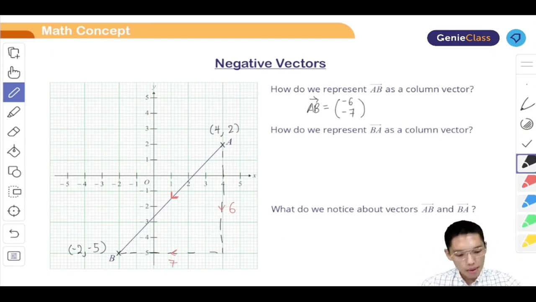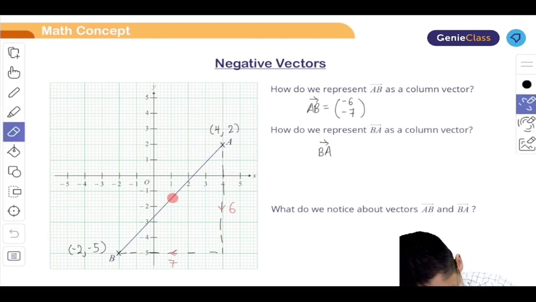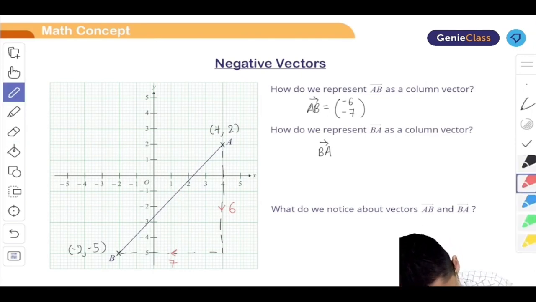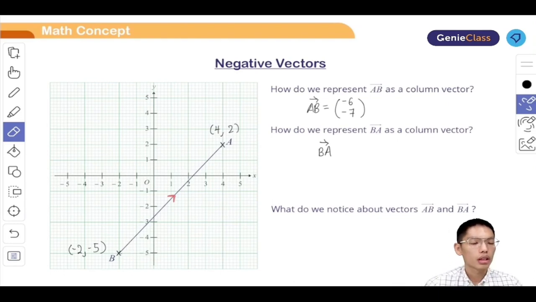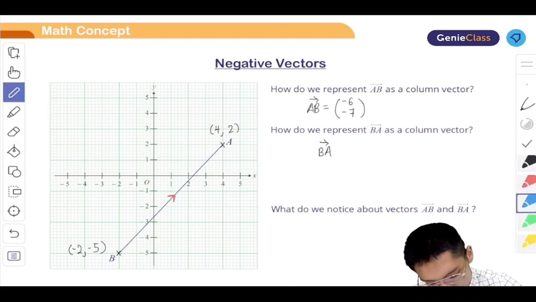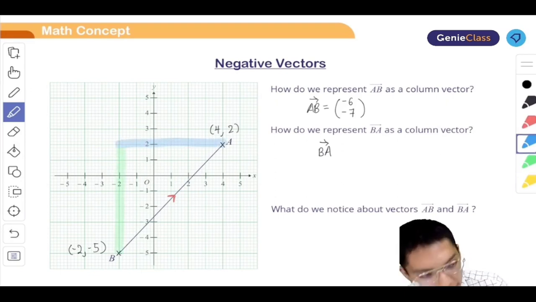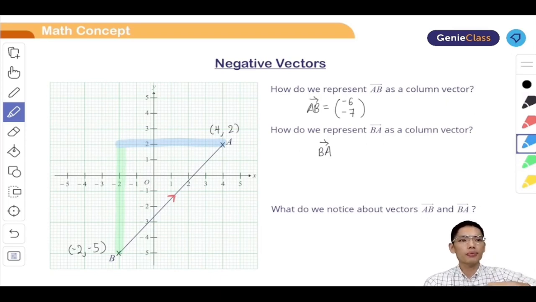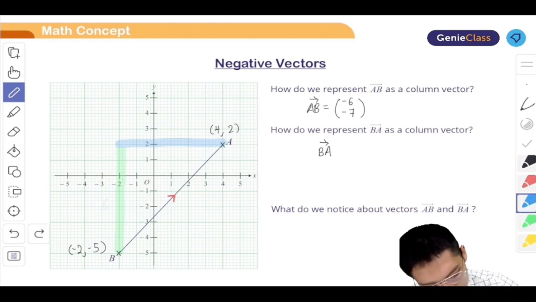Now, how do I then represent BA as a column vector? Right now, I'm going the other way, so I just change my arrow. B to A. So what will be my column vector down here, guys? Okay, what will be BA? Let me give you some hint. Let me use a highlighter to make it clearer. I'm going up now. After that, I'm going right. Up and right. What is the number of units going up? Very good. 6 is going up. What is the number of units going right?